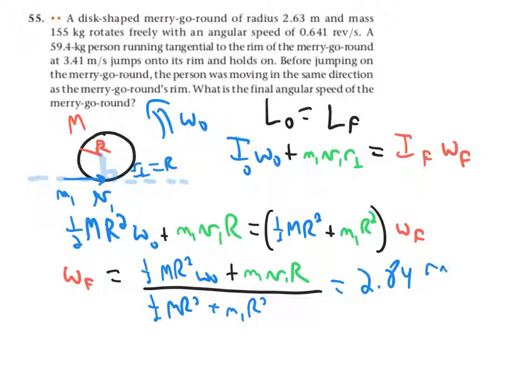2.84 radians per second. If you end up getting a different number, it might be because you have to convert the 0.641 revs per second into radians per second, because there are 2 pi radians per revolution. So remember that when you have the initial one, you have to do that before you can put it into omega naught.